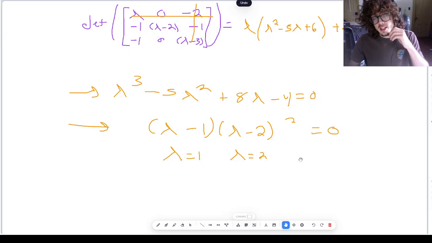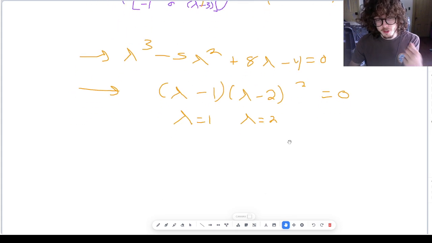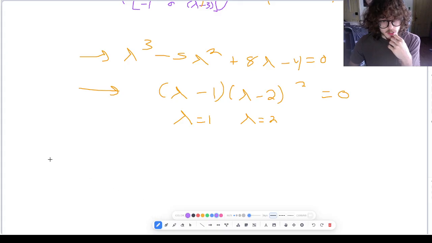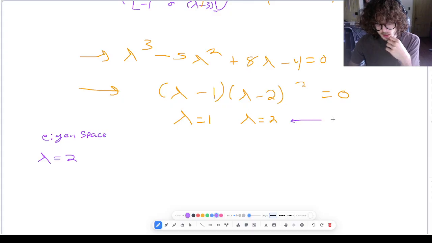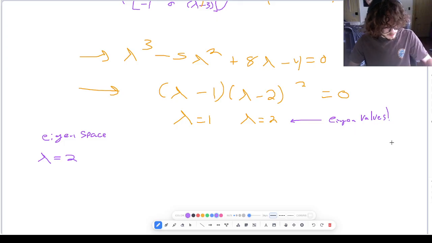Well, it turns out that each eigenvalue gives you a different eigenspace. So we have to treat each separately. So for lambda equals 2, now we're finding the eigenspace. And these guys are our eigenvalues.